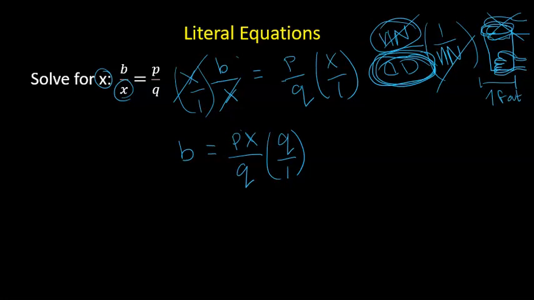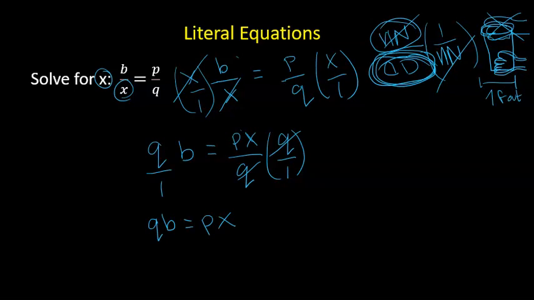Let's do one of these. It's division, so we're going to multiply q over 1. These disappear. What does it leave me with? It leaves me with qb equals px. Wonderful. This is coming together beautifully. So what do I got left?